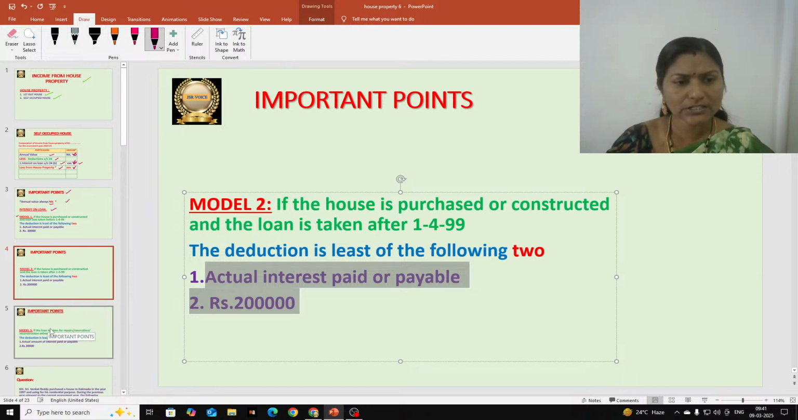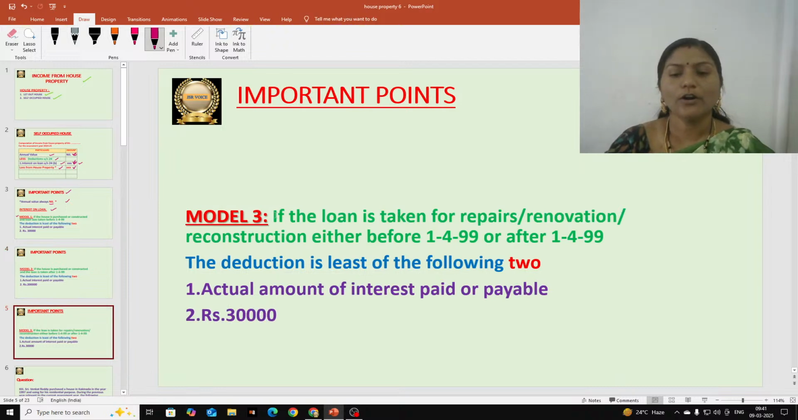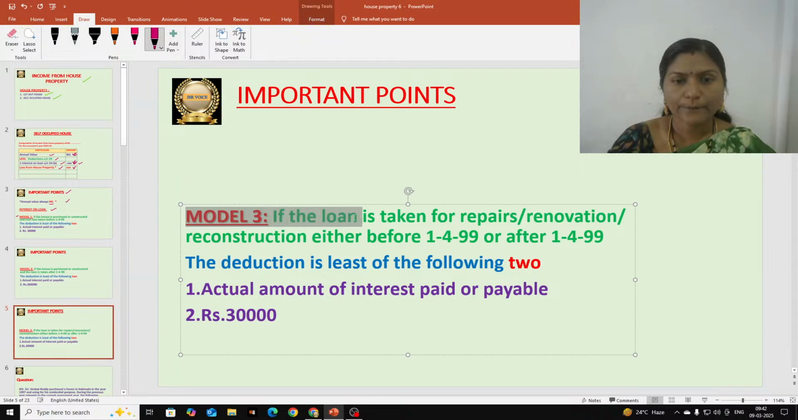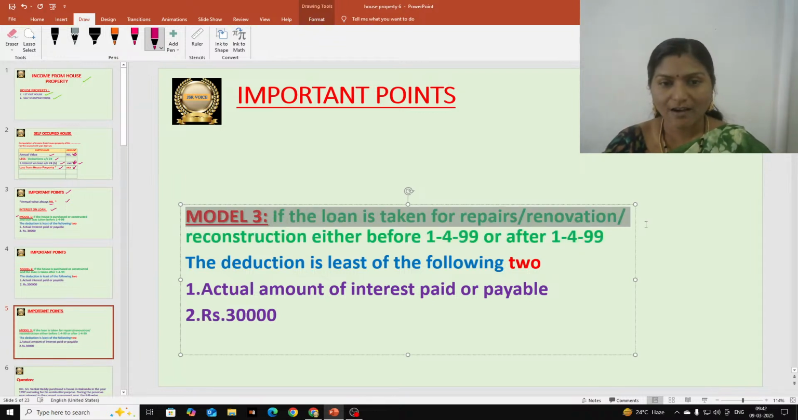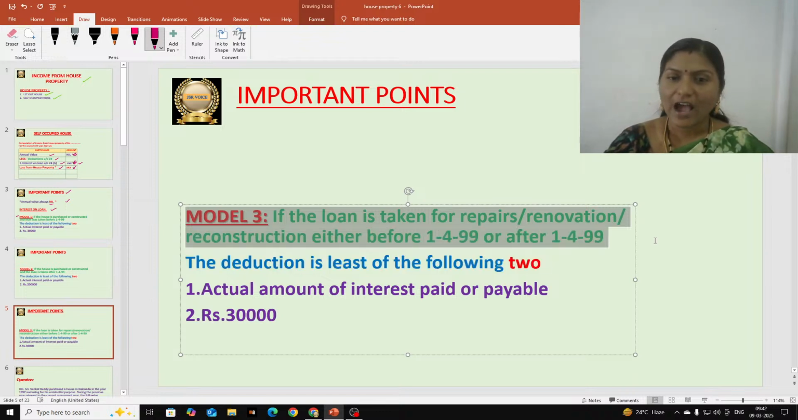Let us go to the next model. I said that in total 3 models are there. Let us go to this model now. So model 3. When we have to apply model 3, model 2 or model 1 is very important, then only we can apply those rules and find the deduction under section 24B. So here you see, what is model 3? If the loan is taken for repairs, renovation or reconstruction, either before 1-4-99 or after 1-4-99.